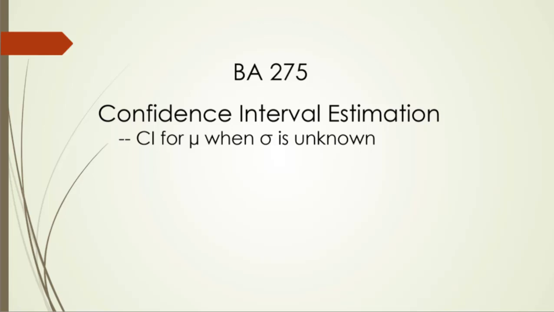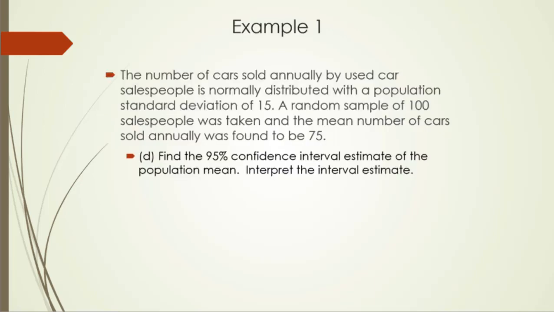In this presentation, we will discuss how to find a confidence interval for population mean when population standard deviation sigma is not known. For finding the confidence interval for population mean when sigma is known, see another presentation. Previously, we have worked on this example of estimating the average number of cars sold by a used car salesperson.